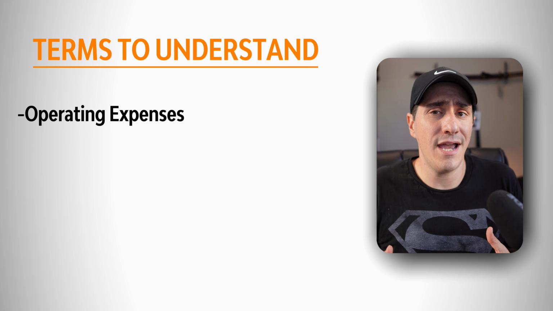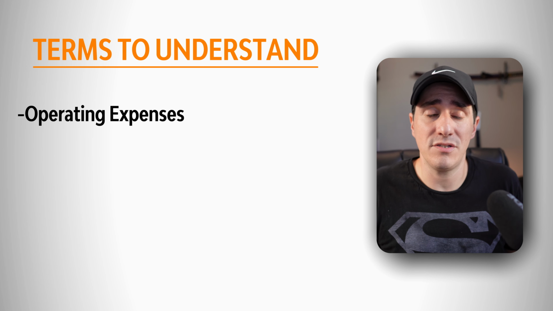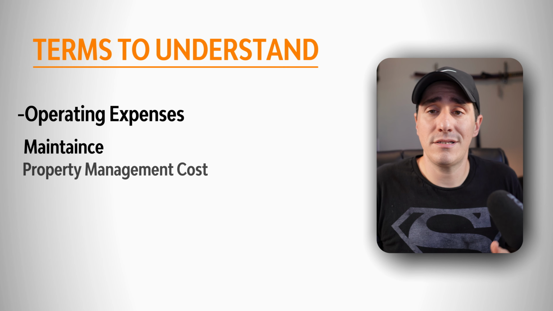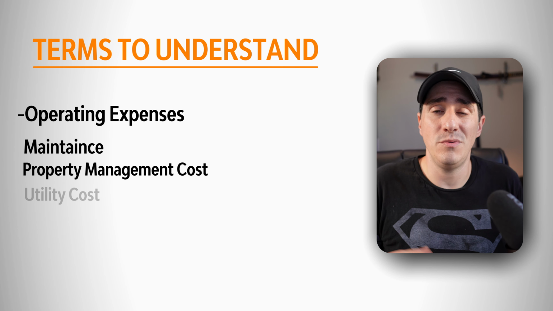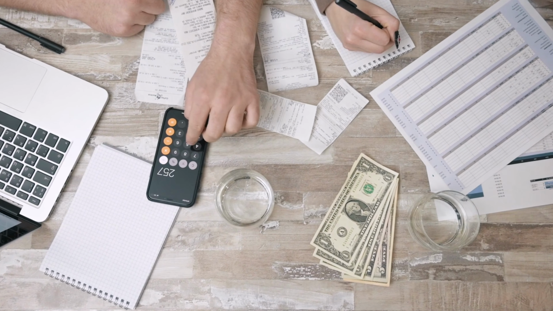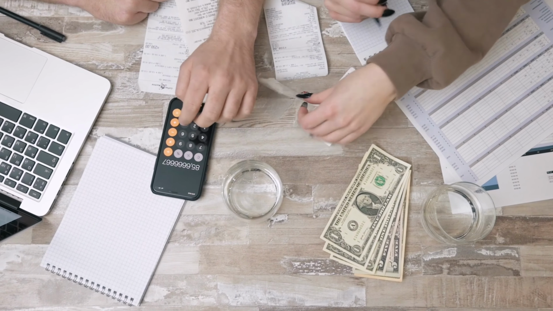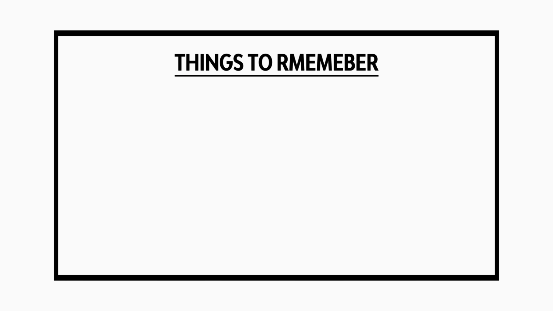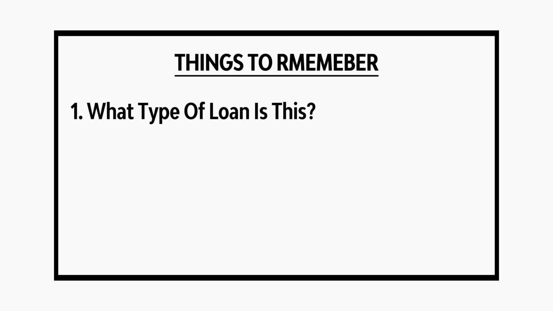Now we need to go ahead and gather what are called our operating expenses. These are going to be things like your maintenance, your property management costs, utilities costs, things like that. Knowing an estimate on how much all that is before you buy a property is so important, because if you don't account for it, when it comes time to pay that, you won't have planned for it and you won't have the money.